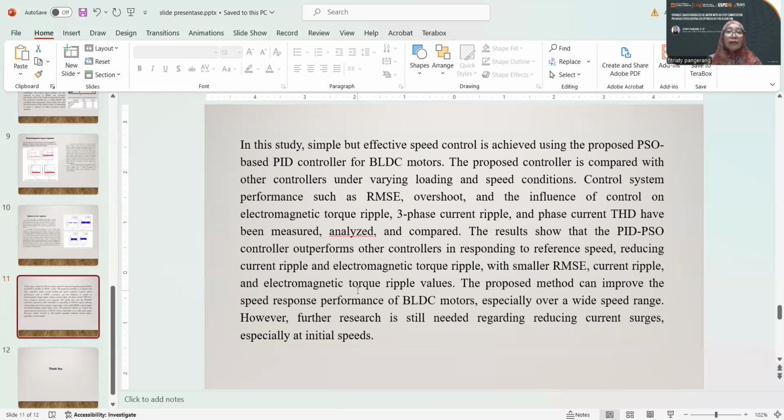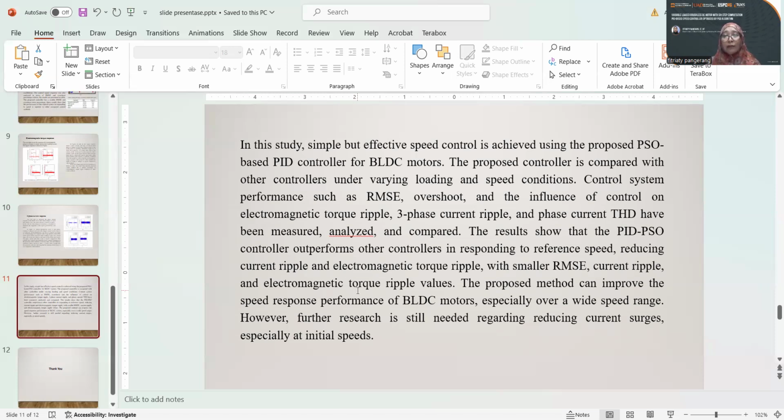Conclusion: in this study, simple but effective speed control is achieved using the proposed PSO-based PID control for BLDC motor. The proposed control is compared with other controls under varying load and speed conditions. Control system performance measures are mean square error, overshoot, and the influence of control on electromagnetic torque ripple. Three-phase current ripple and phase current total harmonic distortion have been measured, analyzed, and compared.